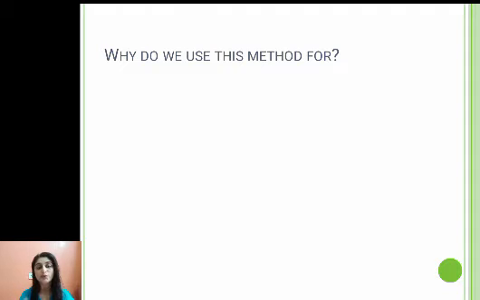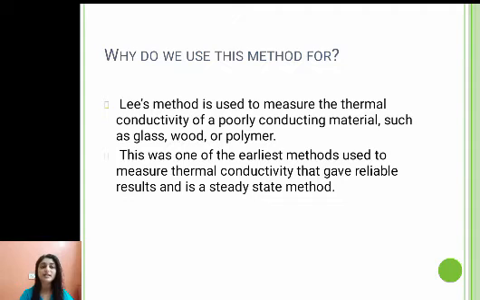Now, why do we use this method? For what purpose are we using this Lees' disc method? So, Lees' method is used to measure the thermal conductivity of poorly conducting materials, basically insulators such as glass, wood, polymer, cardboard. And this was one of the earliest methods to measure thermal conductivity that gave very reliable results and is a steady state method.